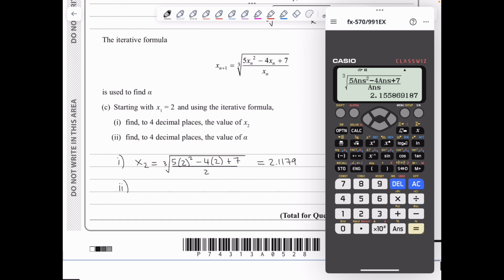And for the value of alpha, I will keep pressing. I see that the decimal places start to stabilize. So after a few presses of the equal sign, I see that we are tending towards 2.1565, which is the value of alpha correct to 4 decimal places.